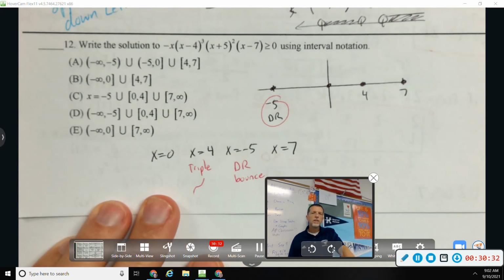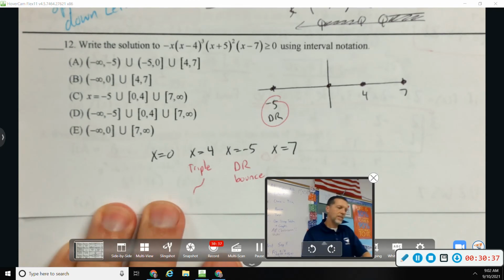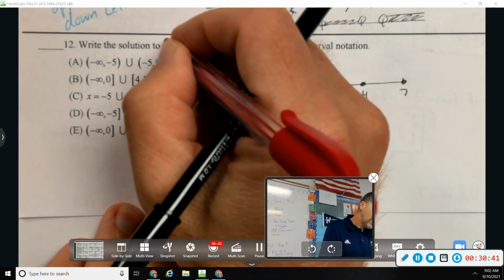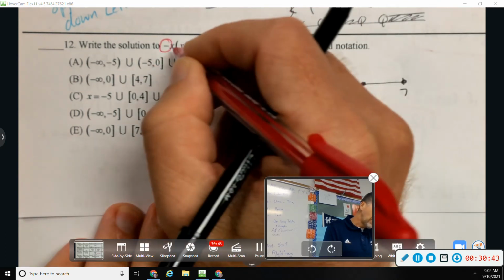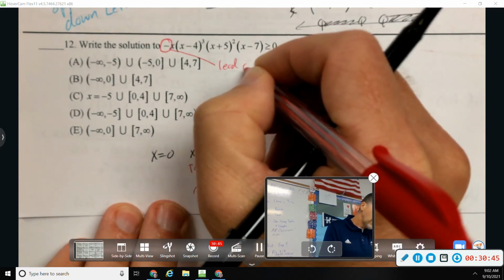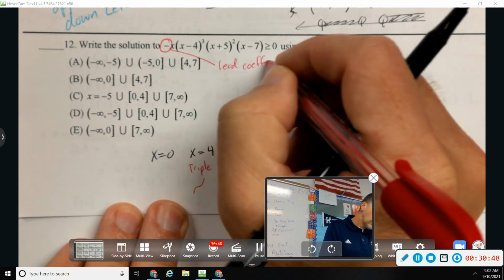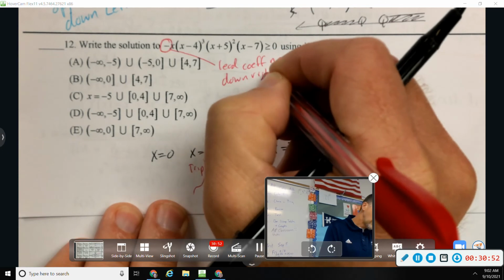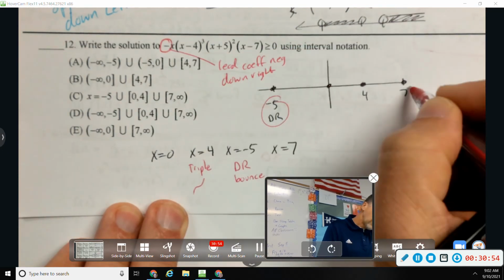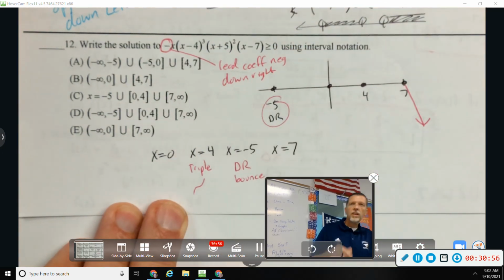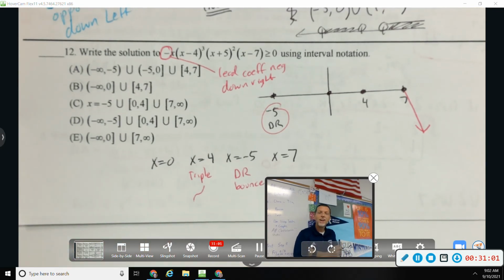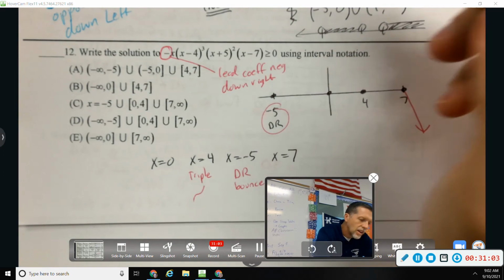Okay, on the right end, is this thing going up or down on the right? Why down? How'd you know that? The lead coefficient is negative. Negative 2 going for x, so down on the right. It's x to the 4 times x to the 3 times x squared, and negative 2 times 4 is negative.